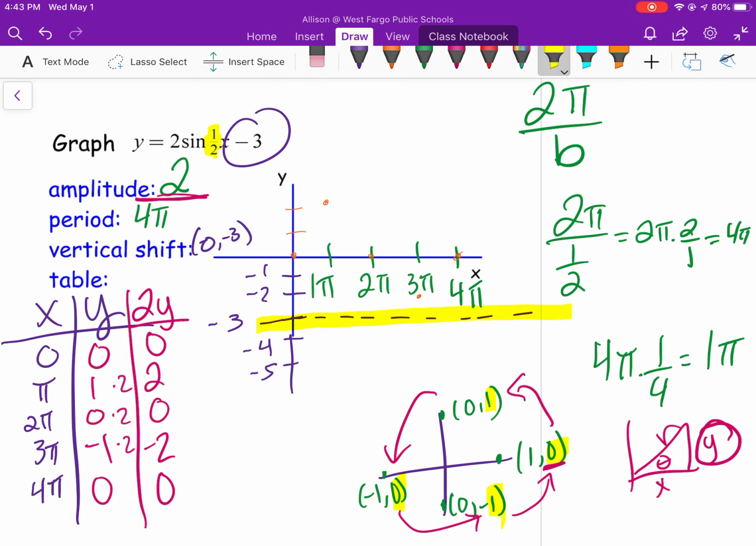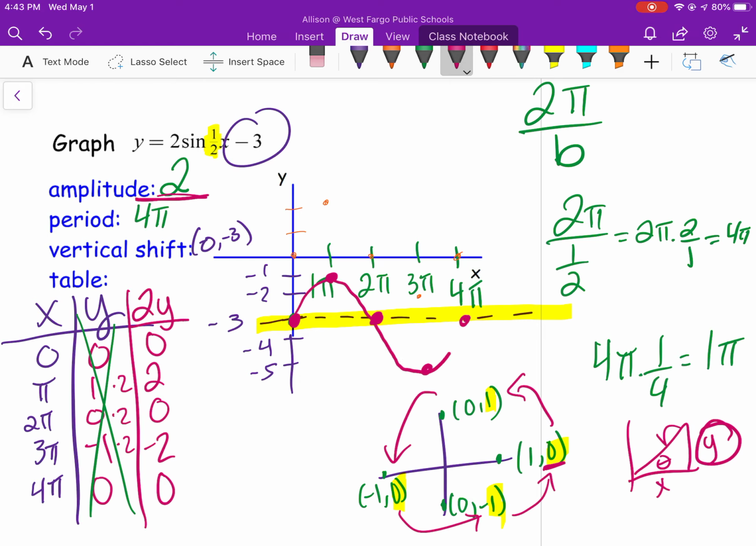So you're graphing from this line right here, and you pretend that's your 0, 0. So 0, 0, I'm going to have to pick a different color to graph in here. Let's do pink. And then pi over 2 would be right here, and then 2 pi, 0 is right here. Then 3 pi, negative 2 goes down to negative 5, then 4 pi, 0.